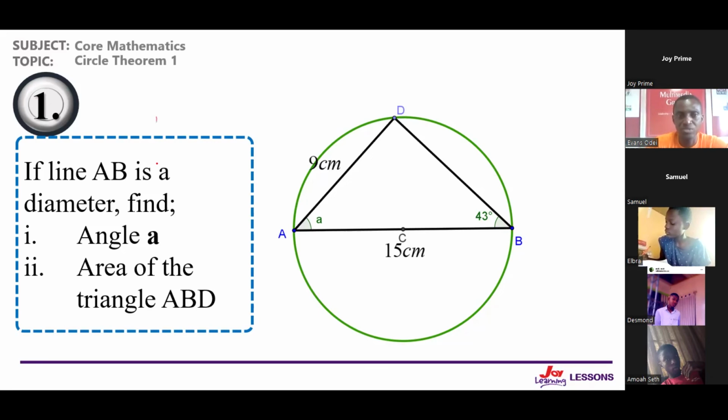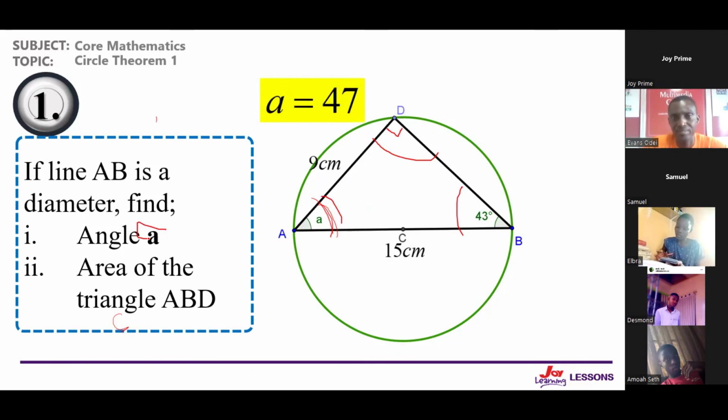Okay, so how do we answer question A? How do you get A? Very simple, right? Because we know the top here is going to be 90 degrees. So 90 degrees will come this way, right? It means if I add this angle 43 plus A plus 90 degrees and equate it to 180, I'll get my angle A, and A will be 47.